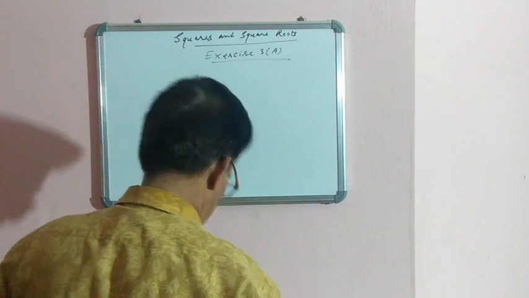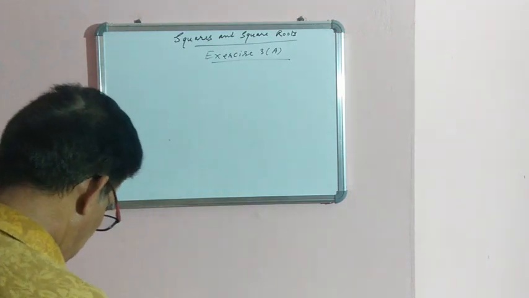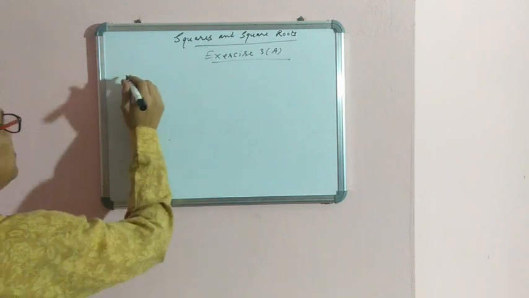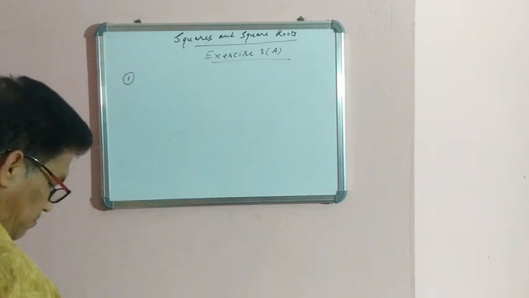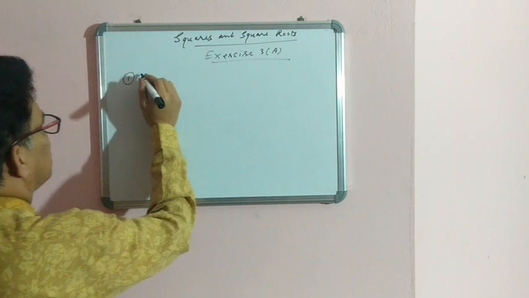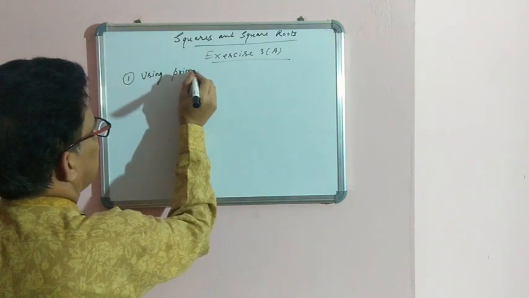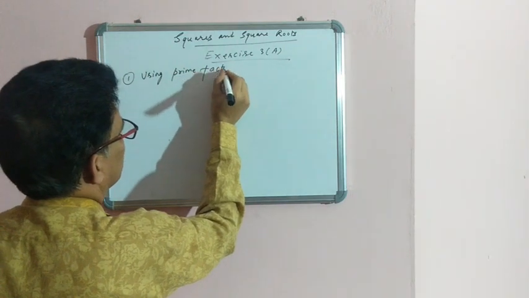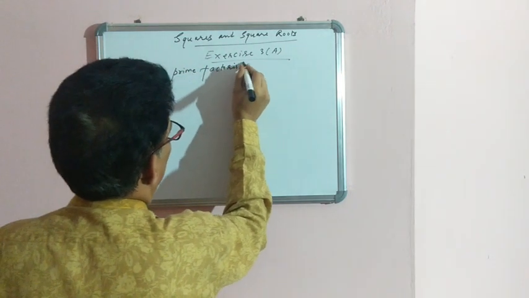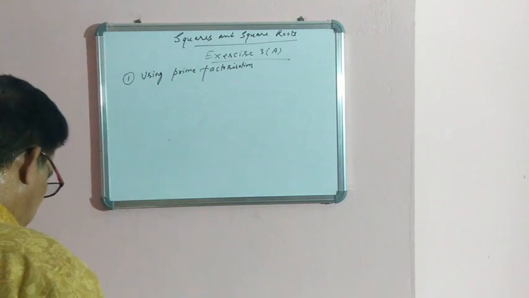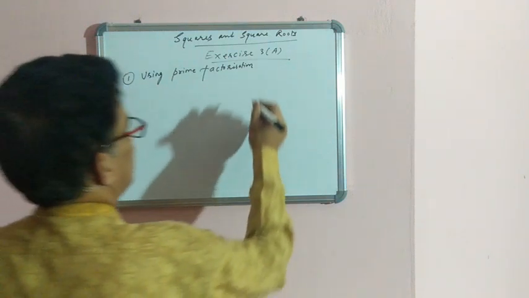Now we are starting exercise 3A. First question: using the prime factorization method, find which of the following numbers are perfect squares.